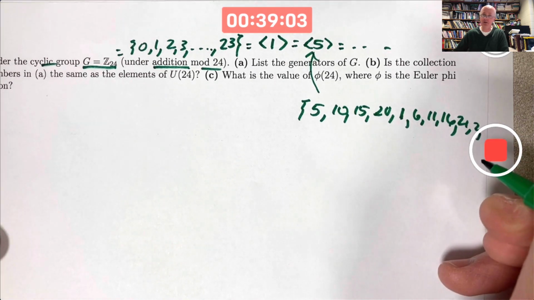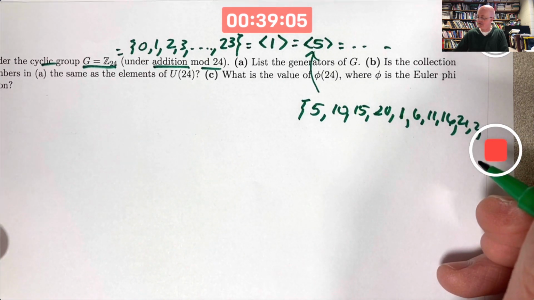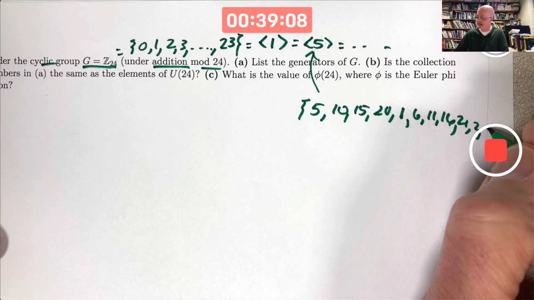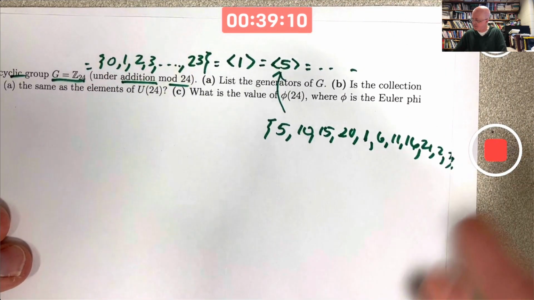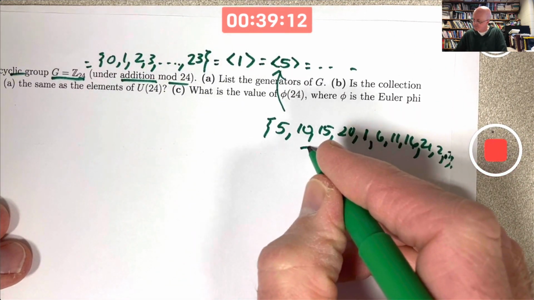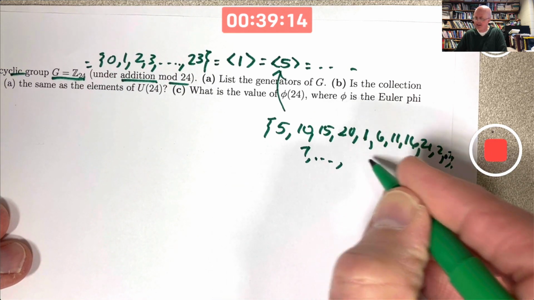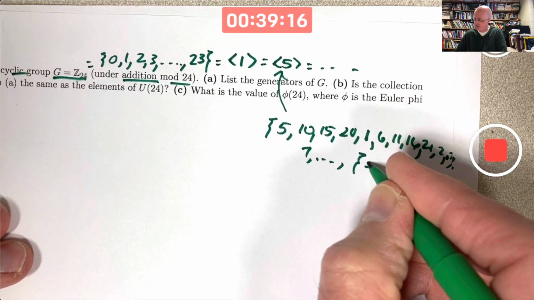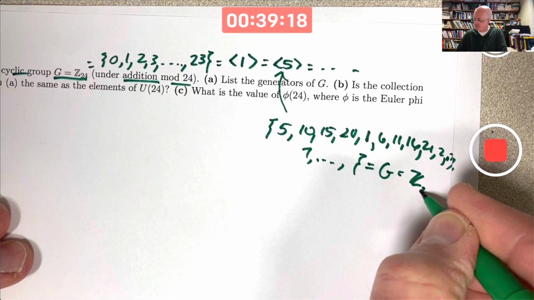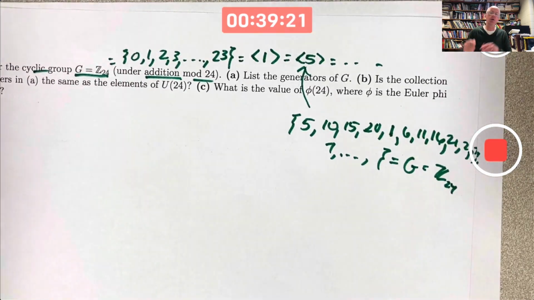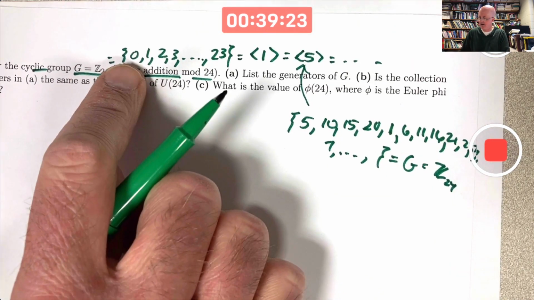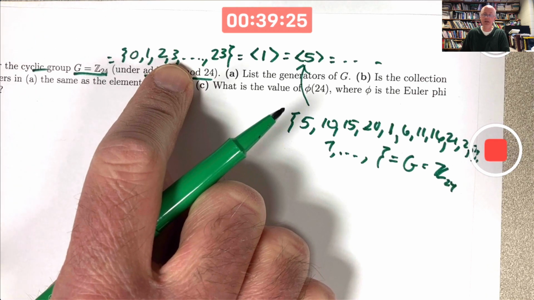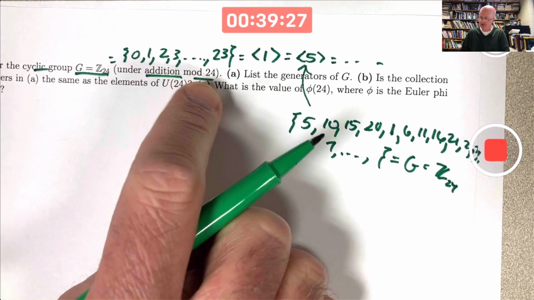26 minus 24 is 2. It's divisible by 2. Then 7, etc. I'm off the paper there. I hope it makes sense that you are going to get every element in G here ultimately. So 5 is the generator. In fact, you should know a more general fact. A number in here is going to be a generator if it's relatively prime to 24.